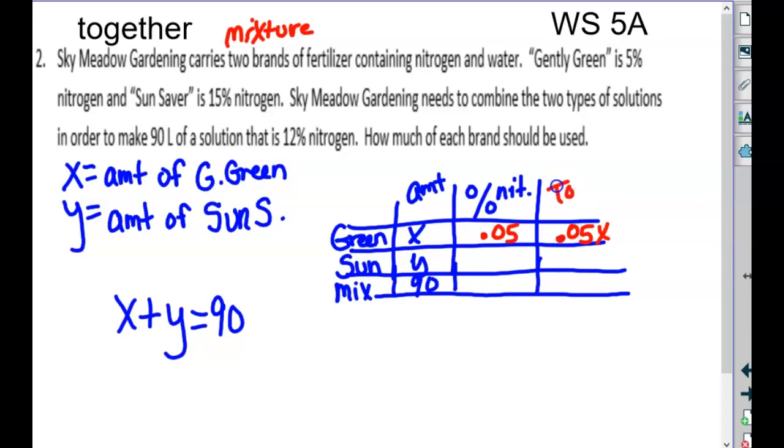This is like the total as far as the percent you've multiplied. And then the Sun Saver was 15%. And the mix needs to be what? 12%? So we do need to multiply that as well. Can you do that for me? Is it 10.8? Yeah, 10.8 maybe?